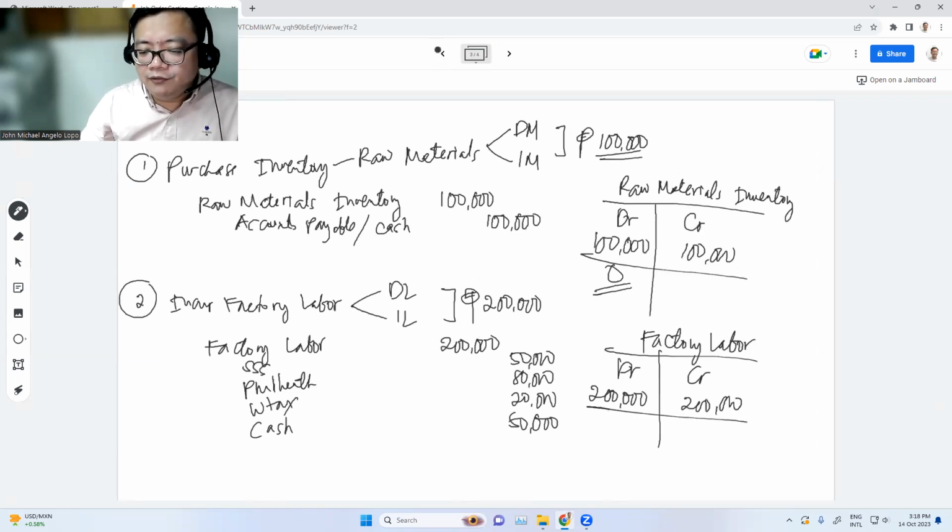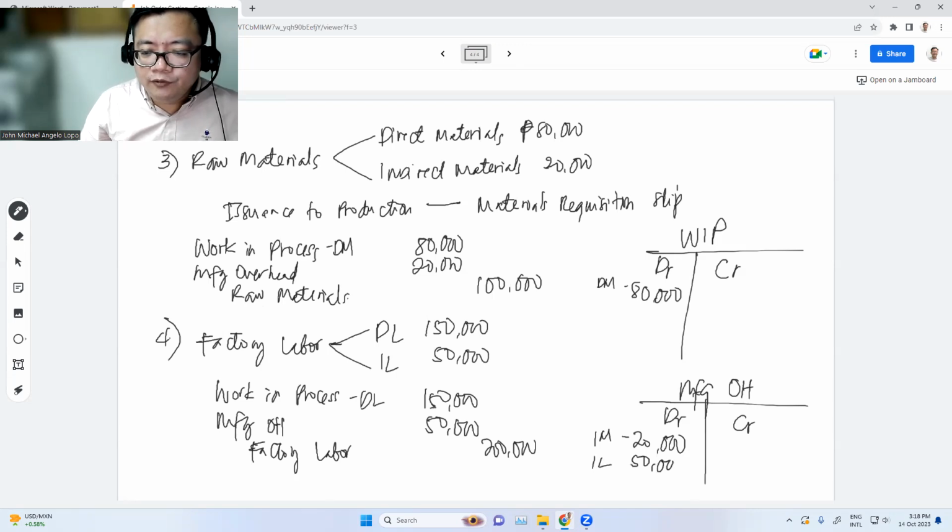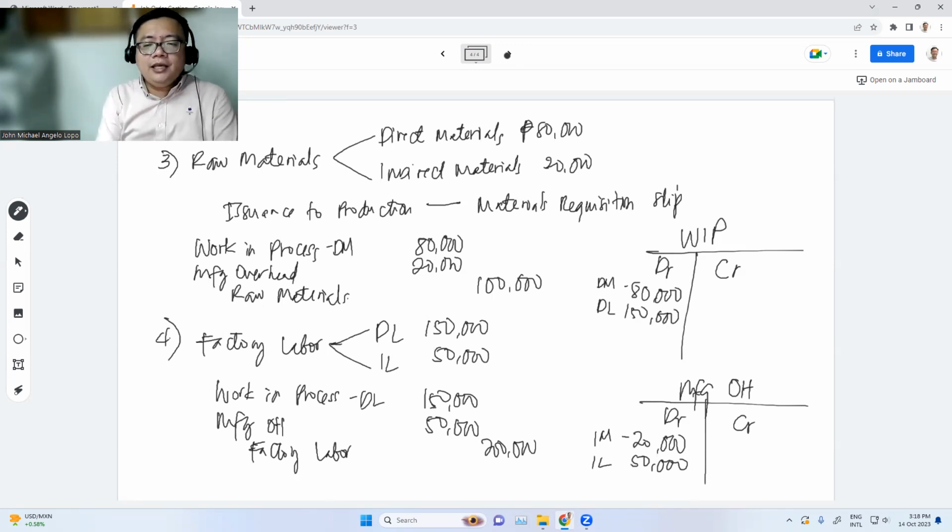So, class, we no longer have factory labor, and we also have no more raw materials inventory. Zero na. But with this, we have your indirect labor worth 50,000, while in the work in process we have our direct labor of 150,000. Meaning, in the work in process, what we debit is your direct materials and direct labor, while in the manufacturing overhead, what we debit is the actual indirect materials and the actual indirect labor. Alright, hopefully you are following.